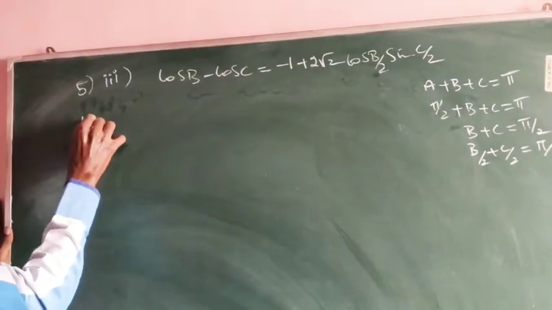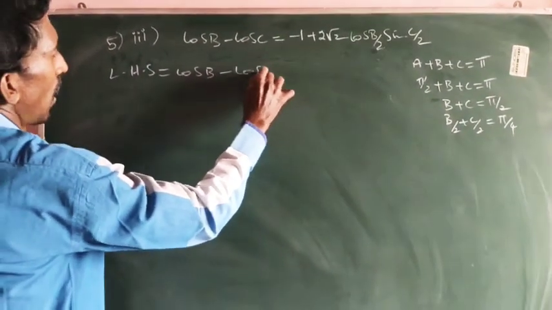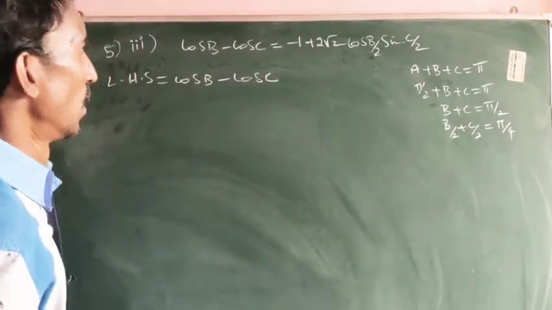Now take the LHS alone: cos B minus cos C. Okay, look at that.